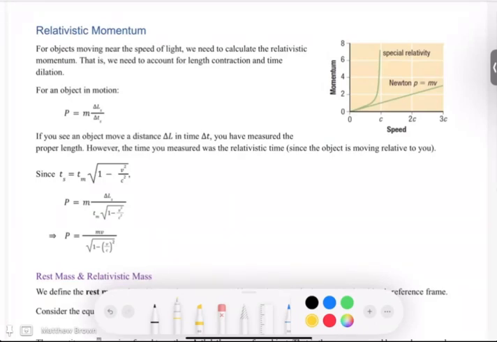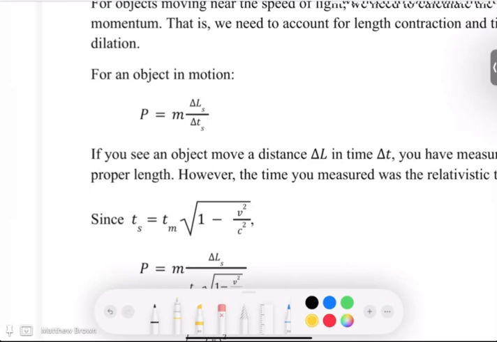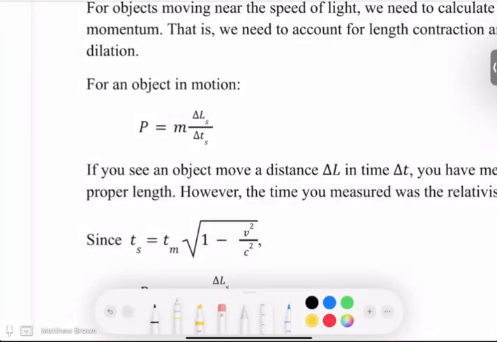Last thing here, and I think this is the longest one, really. Relativistic momentum. Obviously, you might expect from the title that we do have to account for relativity when objects are moving really, really fast. We know classically for a moving object, the momentum is mass times the velocity. And the velocity would be delta L over delta T, both in the proper length and the proper time. That would be momentum.